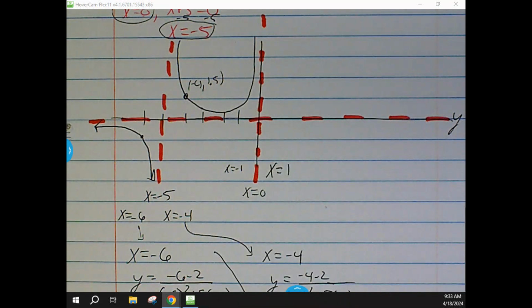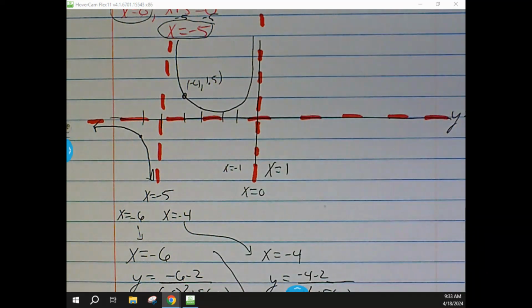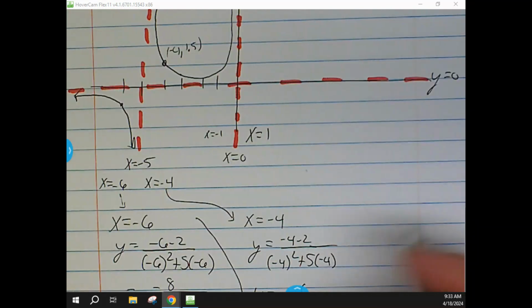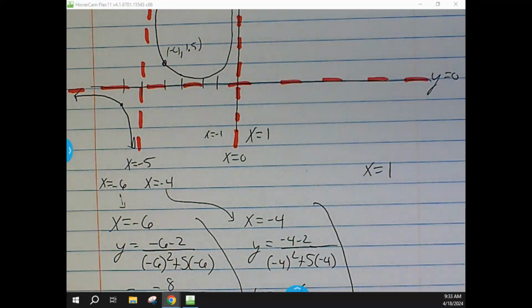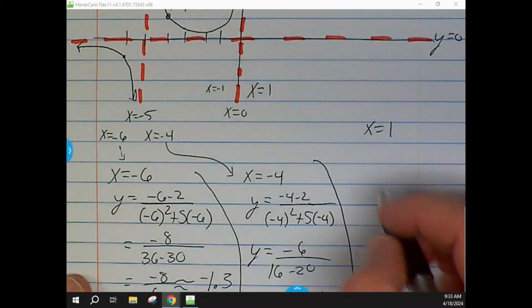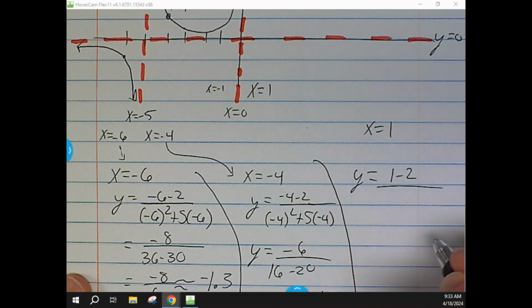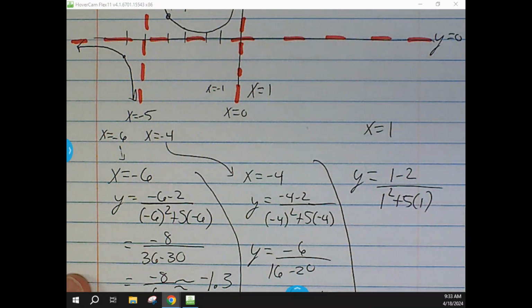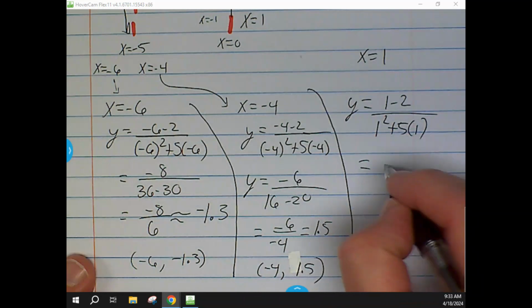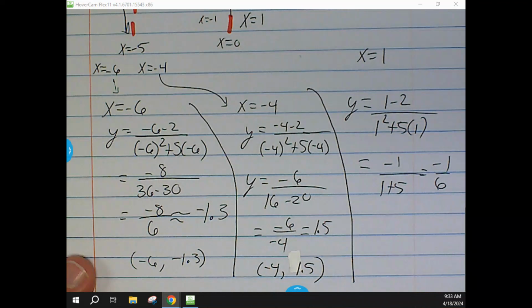Okay, so we'll only need one more point over here. X equals 1 to figure out if we're up here or down here, and then we'll just kind of adjust from there. Okay, so last point. I mean, we can keep doing more points if you want to. Okay, just make sure. All right, so we plug in X equals 1. We've got Y equals 1 minus 2 over 1 squared plus 5 times 1. All right, so that is -1 over 1 plus 5, so that is -1 over 6.